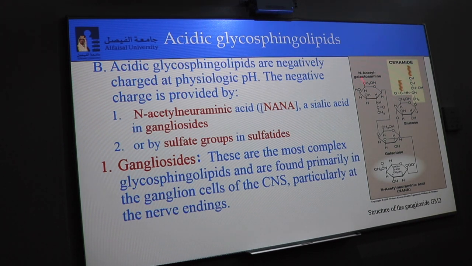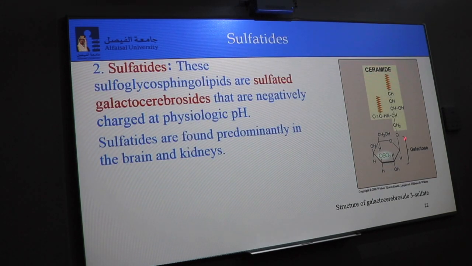The ganglioside is composed of an oligosaccharide attached to ceramide, where an acetyluraminic acid is a component of the oligosaccharide. And in the sulfatide, you have a ceramide and one sugar, and this sugar is sulfated. That's why it's called sulfatides, and it's important in the brain and the kidney.